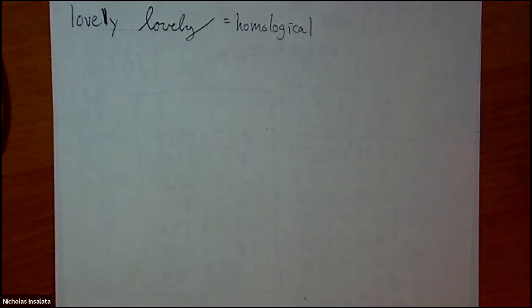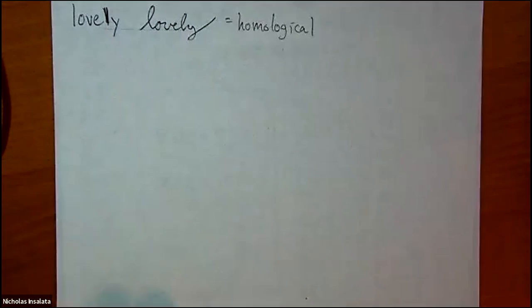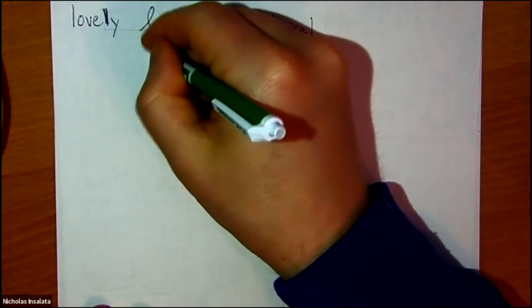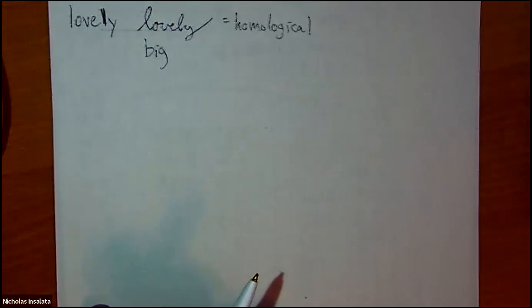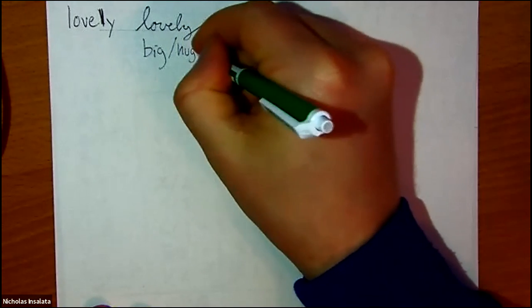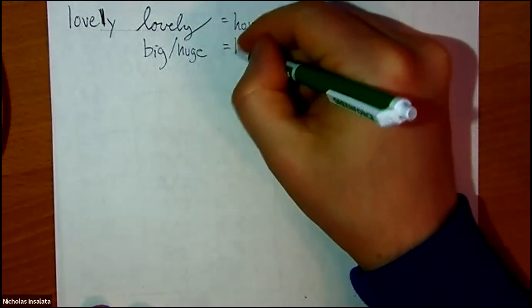Okay, so let's do one that's homological, that's different than its word. How about, do you guys have one? I have one, but let me see if you guys have one. Yeah, huge or big, right? I think big is even better. Big is only 3 letters long, so it's not a very big word. Same thing with huge. Huge is not a huge word, it's only 4 letters long, right? So that would be heterological.